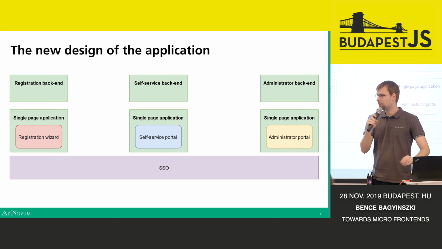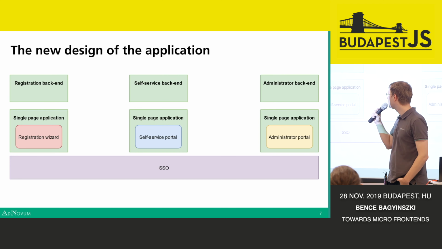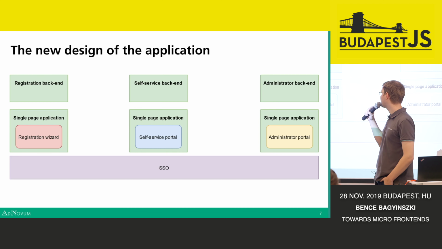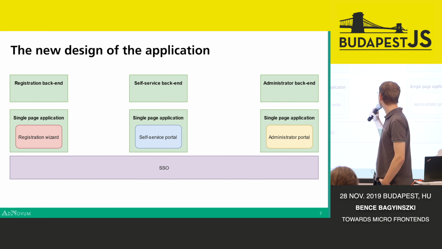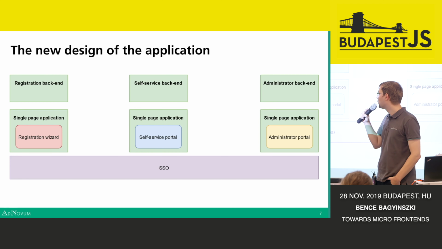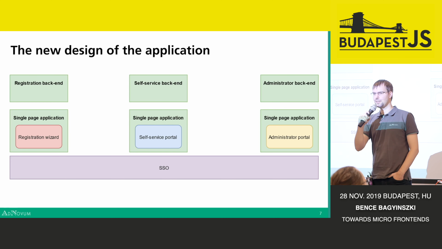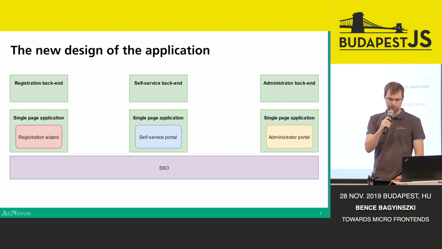So, this is the new design that we reached at the end. We have separate applications for the registration wizard part, the self-service portal, and the administrator single-page application. Both of them communicating with their own dedicated backend and not a common shared monolithic one. So how did we reach that?